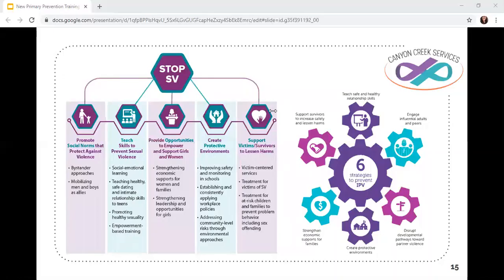The following two technical packages are outlined strategies from the Centers for Disease Control and Prevention, Division of Violence Prevention. These guides inform prevention work and are evidence-based best practices in our fields.